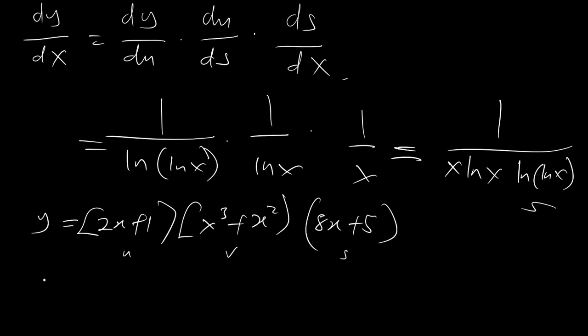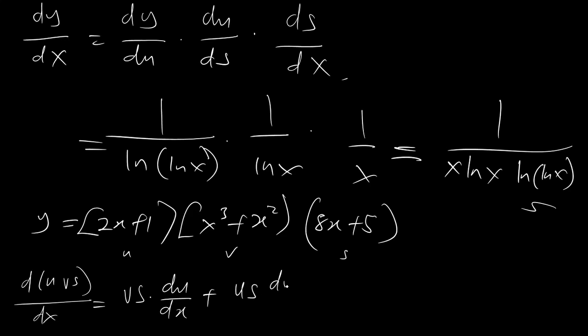So the product rule: the derivative of uvw with respect to x will just be, leaving v and w, differentiating du dx, plus you leave u and w, you differentiate dv dx, plus you leave u and v, you differentiate dw over dx. So this is the formula. This is what we're going to use.